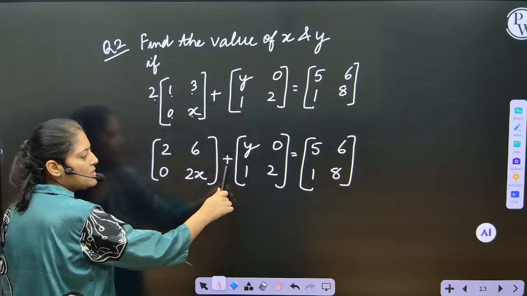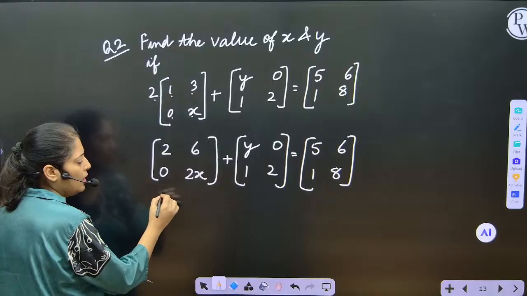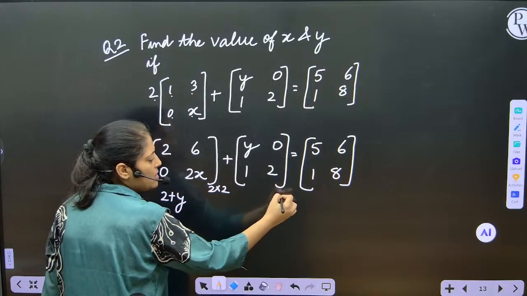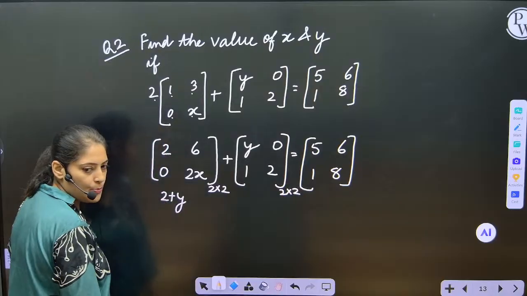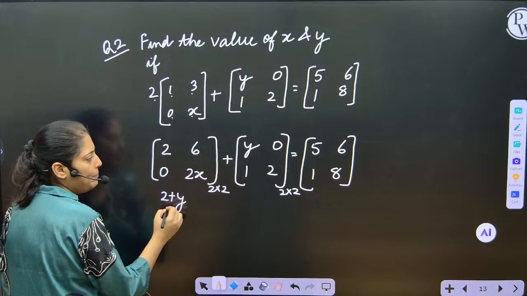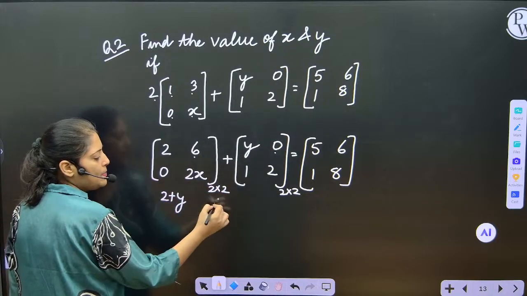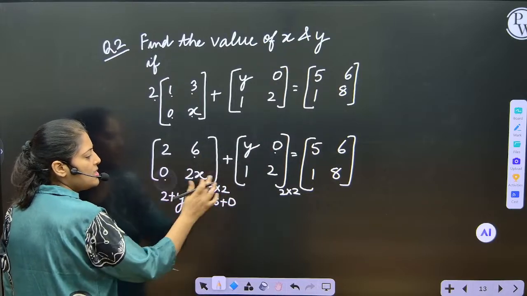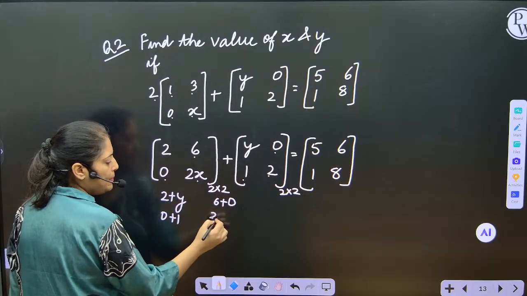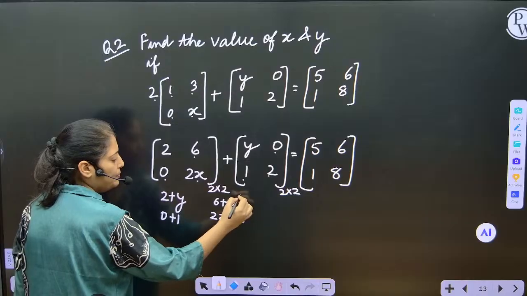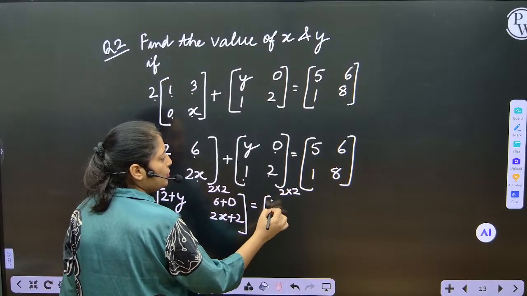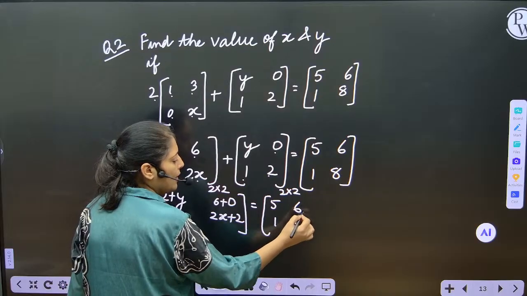Now we'll apply this operation plus. Corresponding elements we will add because this is also 2 cross 2, this is also 2 cross 2. Addition is possible. All right. So 2 plus y, corresponding elements 6 plus 0, 0 plus 1, 2x plus 2 equals to 5, 6, 1, 8.